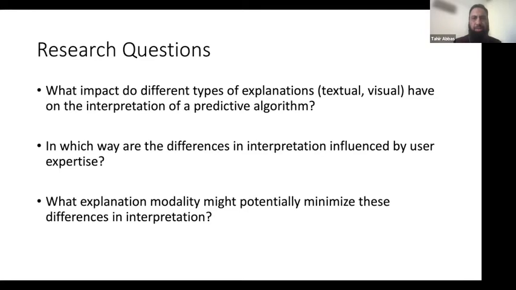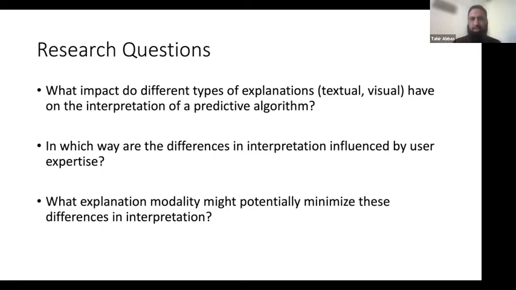So in this paper, the authors try to answer these same questions. What impact do different types of explanation have on the interpretation of the predictive algorithm? And they also studied these different types of explanation by incorporating user expertise. So they studied in which way the differences in the interpretation are influenced by the user expertise. And lastly, they studied what explanation modality might potentially minimize the difference in the interpretation.